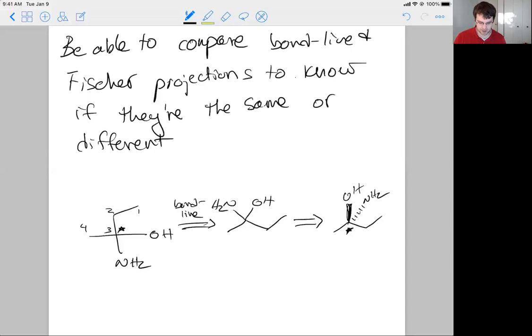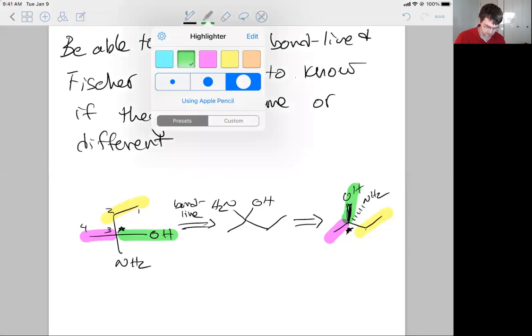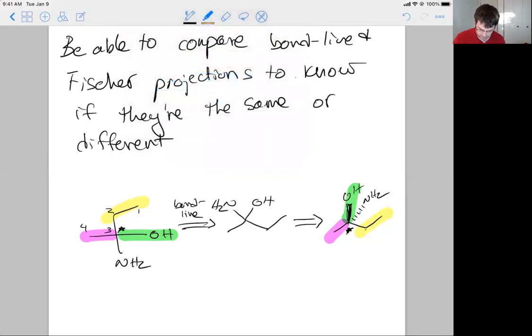So we know this is a stereocenter. The stereocenter has the same connectivity as the Fischer projection. We have an ethyl group on the Fischer projection and on the bond line structure. We have a methyl group on the Fischer projection and on the bond line structure, both coming out of carbon star. We've got an OH, and we've got an NH2. Hopefully those colors are different enough for you. I'm trusting that they're different.